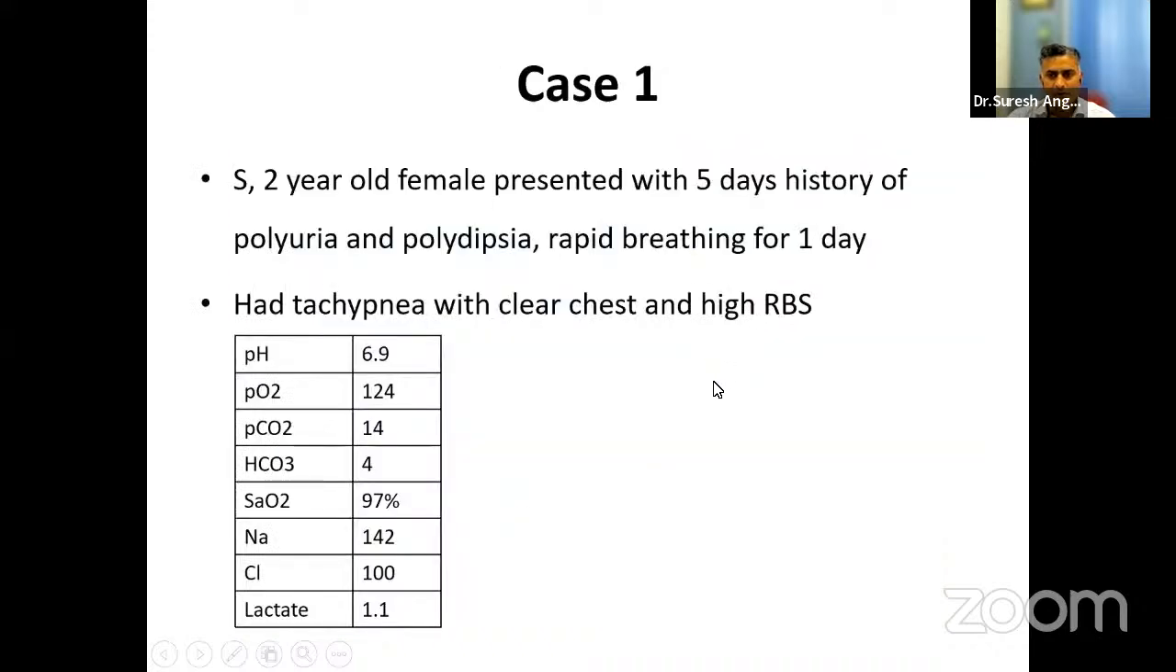So let us go to this case. This is a 2-year-old female who presented with a 5-day history of polyuria and polydipsia and rapid breathing for 1 day. She had tachypnea with a clear chest and high blood sugar values. So this is the blood gas of this child. We can have answers from the participants. They can type in the chat, and then we can discuss that. So what is the interpretation of this blood gas?